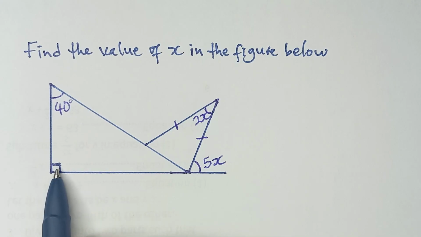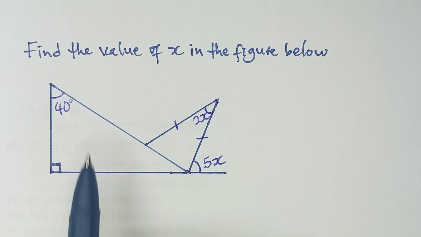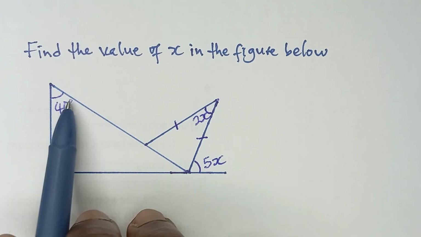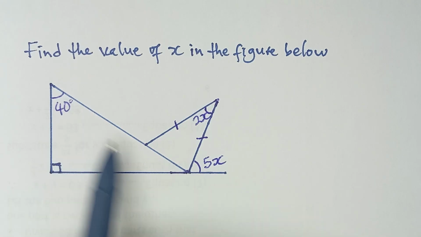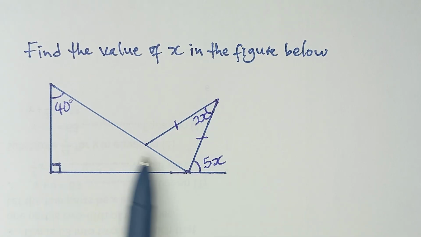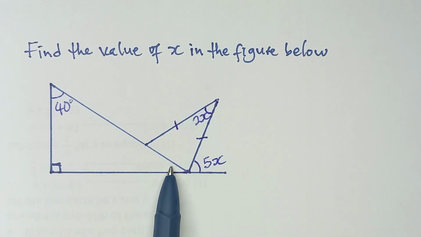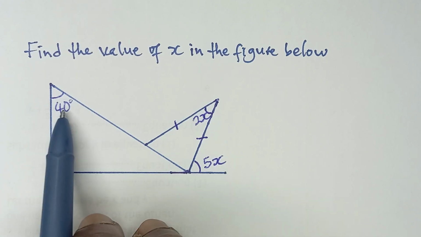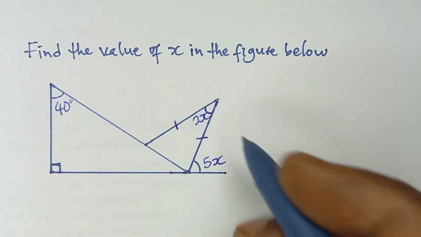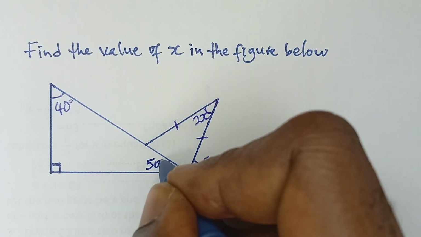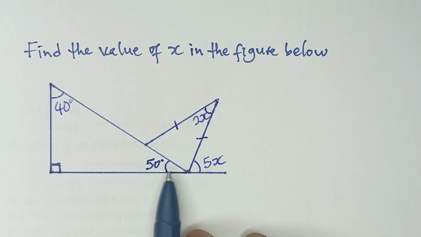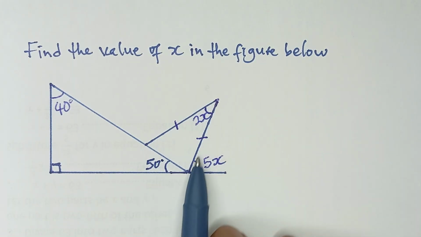So once you have a right angle triangle where one of the angles is already 90, then the sum of the other two angles will add up to 90, because the total sum of angles in a triangle is 180. So if this is 40, then this angle will be 90 minus 40, because the two of them have to add up to 90. So 90 minus 40 will give us 50. That shows that this angle here is 50 degrees.